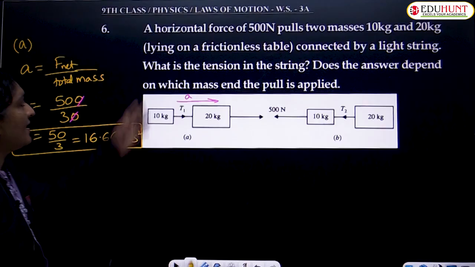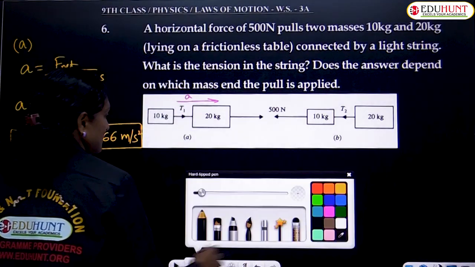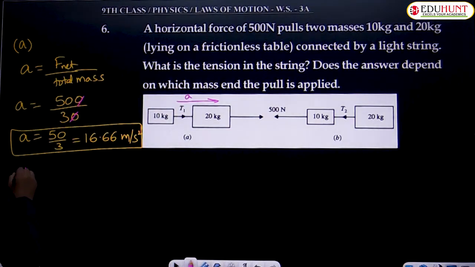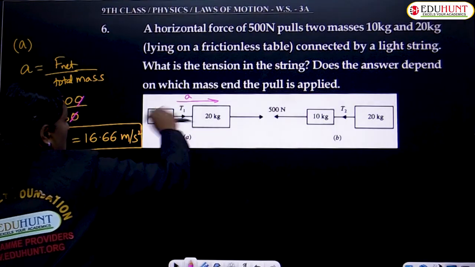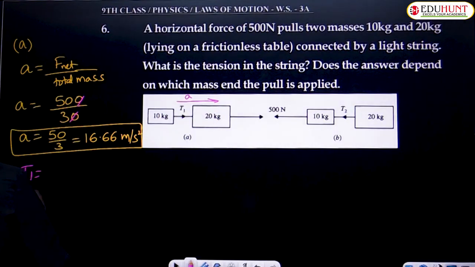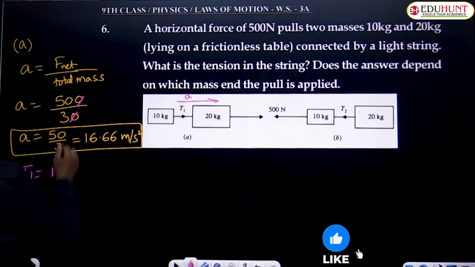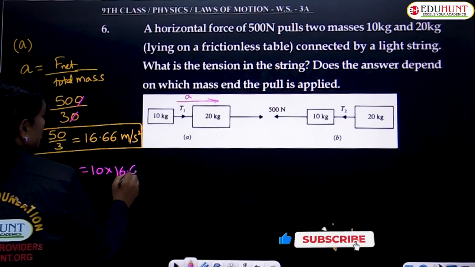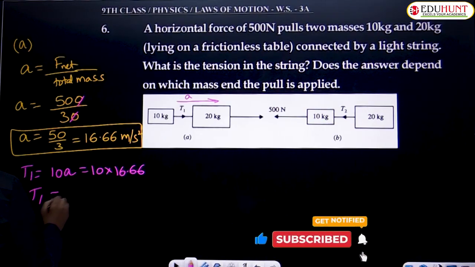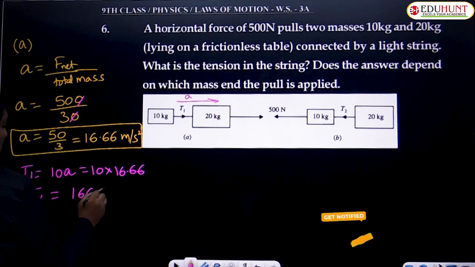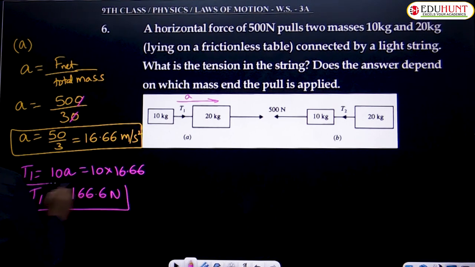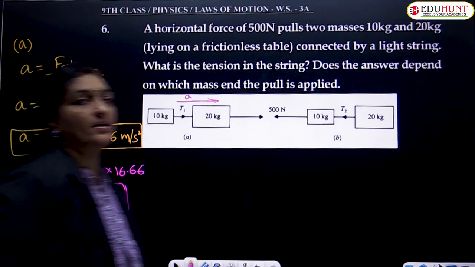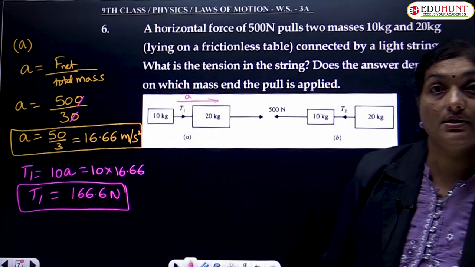Okay, but you're asked to find the tension in the string. So in this case, tension in the string can be calculated as T1 equals, this tension pulls only the 10 kg mass, so T1 is equal to mass into acceleration. Mass is 10 kg and acceleration of the system we just calculated. So how much is that? 10 into 16.66, or T1 is found to be 166.6 Newton approximately. So the tension created in the string is 166.6 Newton.